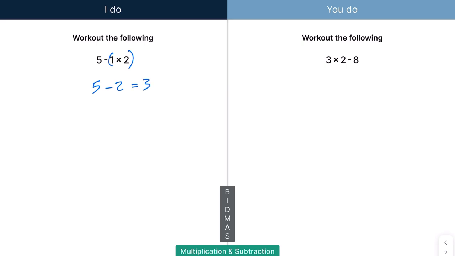Again, hopefully you've pressed pause and had a go at the example on the right. We are going to put brackets around the multiplication, which is 6 minus 8. And just being careful here, you end up with a negative answer.